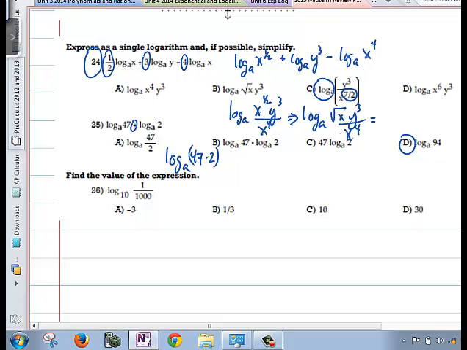Last problem, 10 raised to what power gives you 1 over 1,000? So 10 raised to the negative third power equals 1 over 1,000, and that would be choice A.